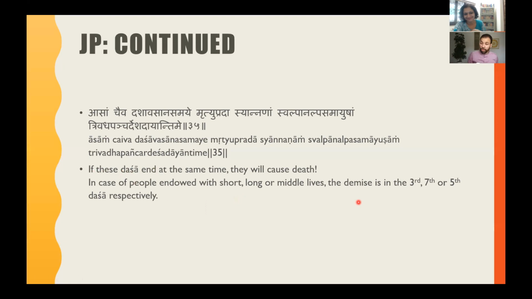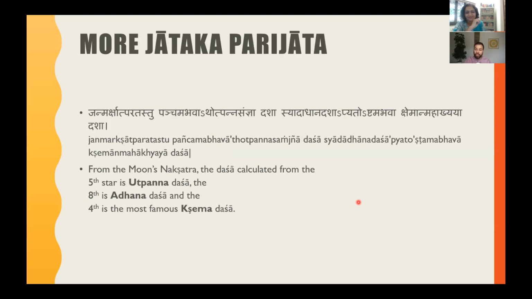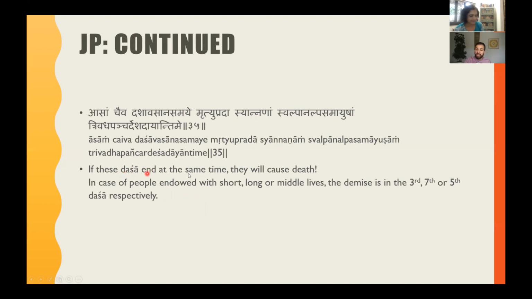Wait a minute. Which dashas? The 3 dashas. Let me go back. You are supposed to draw all 3. He doesn't even mention the Janmanak dasha. He says, draw the 5th one called Utpanna, the 8th one called Adana, and the 4th one called Kshema. Draw all 3 for a person's chart. Next step. If these dashas end at the same time, they will cause death, is his statement. I have some examples where the person didn't die. But it will certainly cause difficulties.